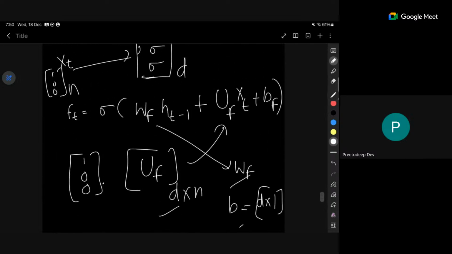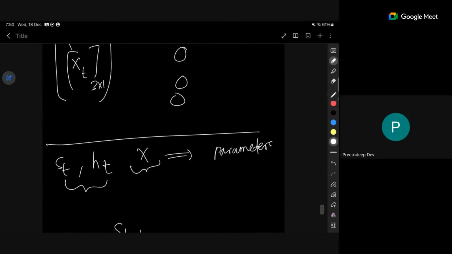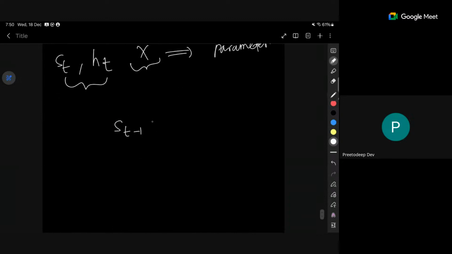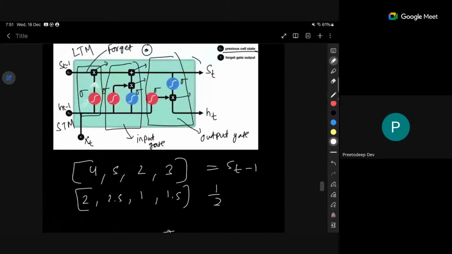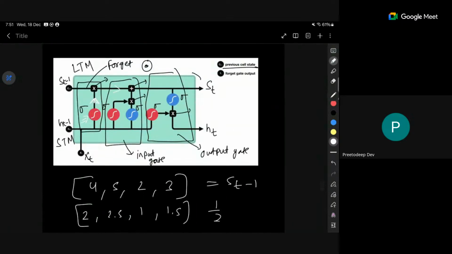So we'll have ST minus 1, and the output of the forget gate, which is FT. Multiply with FT. This is element wise multiplication, and that's all we have to do. We are here now, so we can reach here. Now we have to do the input, right?